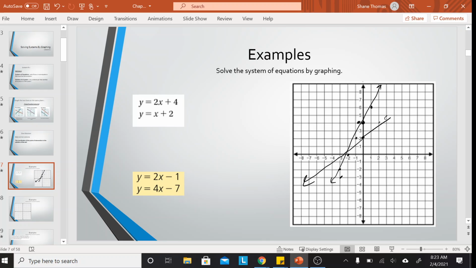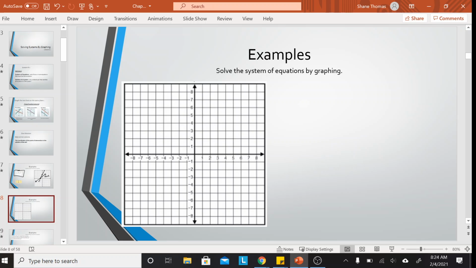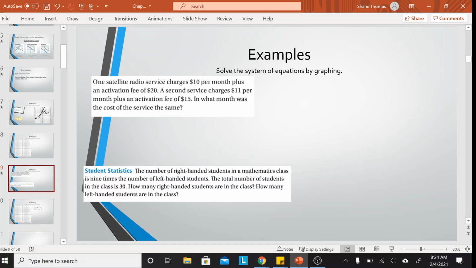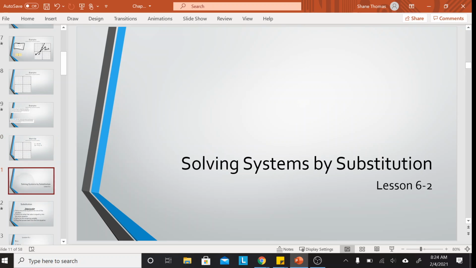It looks like they intersect. They're going to intersect right here. That would be the point negative 2, 0. That's your solution to the system. This is the first problem. We graphed both of those, and where the two crossed at one point was negative 2, 0. Therefore, negative 2, 0 is my solution. That was solved by graphing.